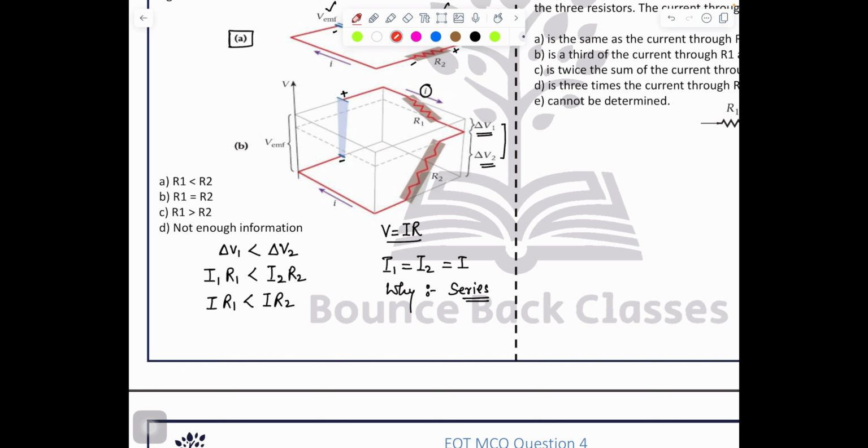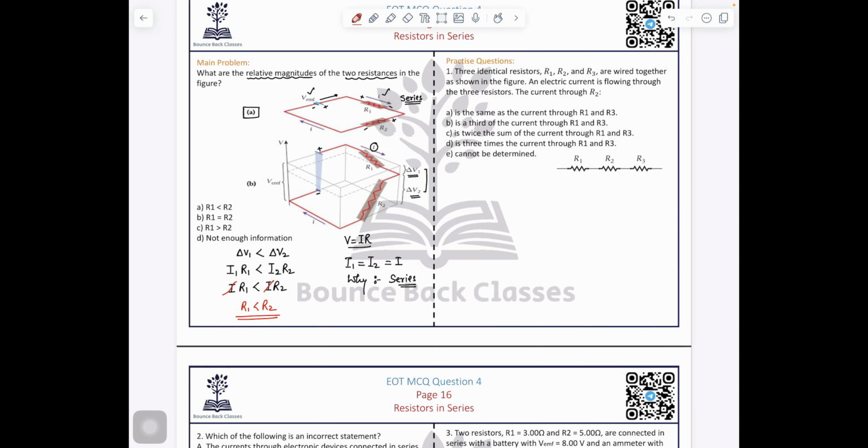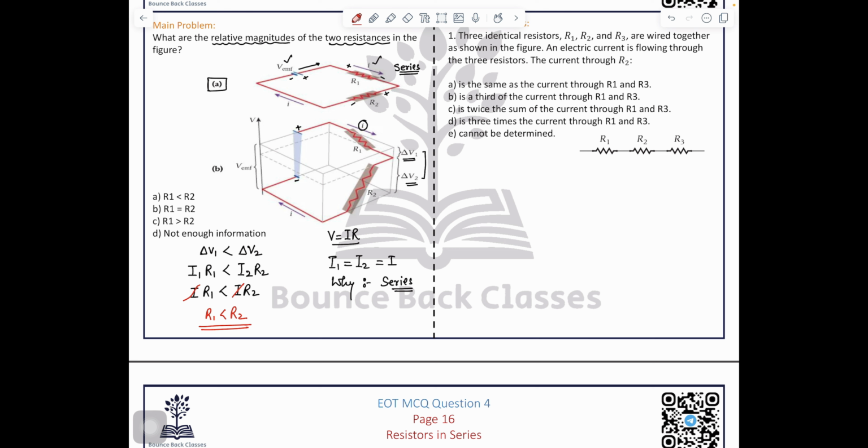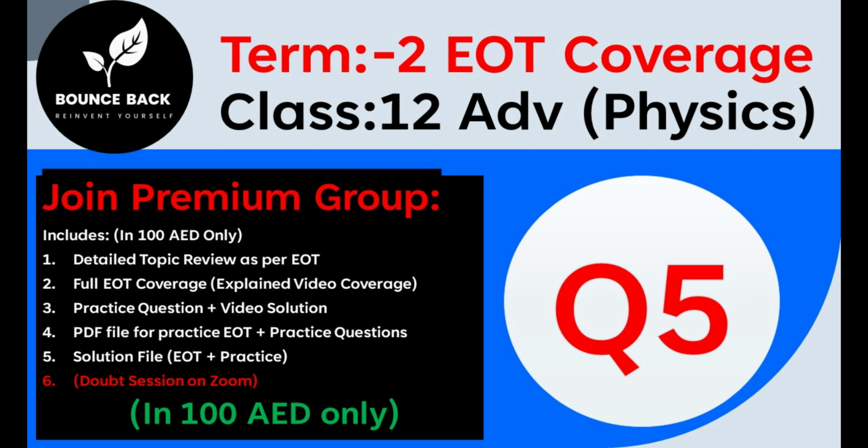Okay, time to cancel them. Cancel. So what is left? R1 is less than R2. So just check all the options. Option A is the right answer. Clear, guys?